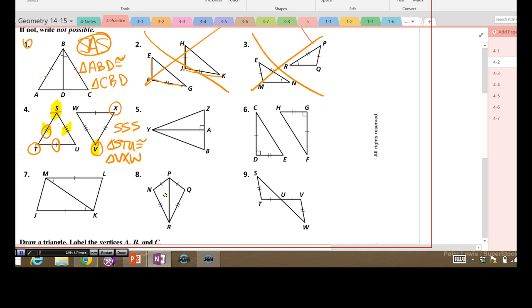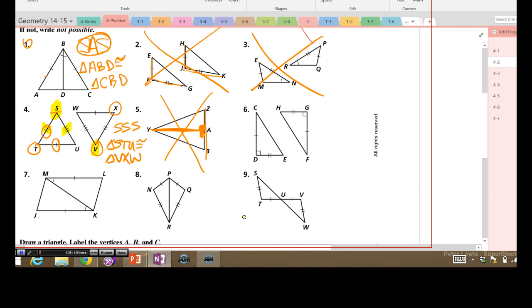Number 5. If this is a right angle, then so is this one, because we can always assume that a straight line truly is a straight line. So if I know that there's 90 degrees here, then this is also going to be 90. So now I have this side congruent to itself, and I have an angle here. I need another side or an angle somewhere. So this is not enough information to say that these are congruent.